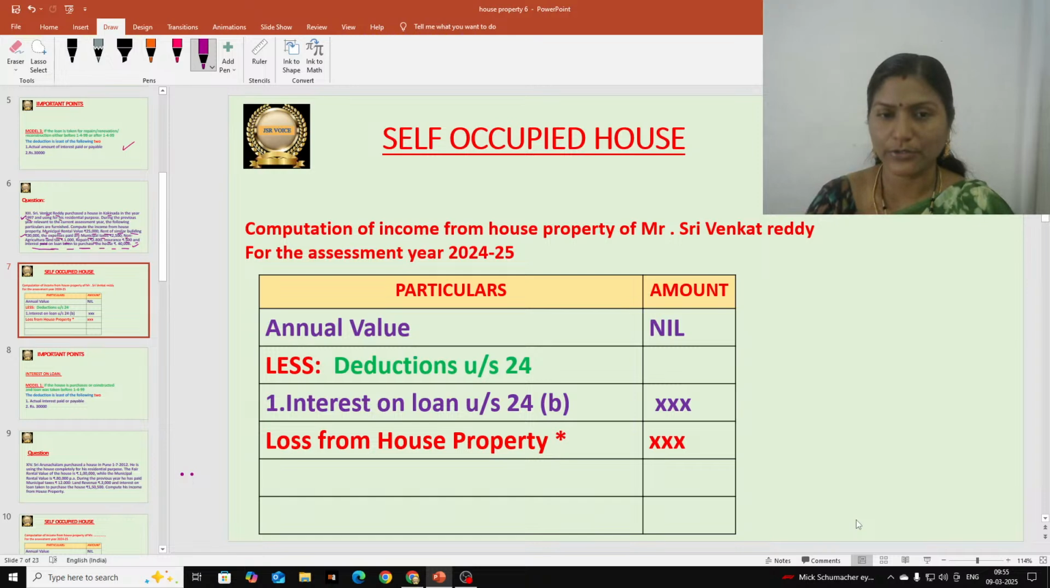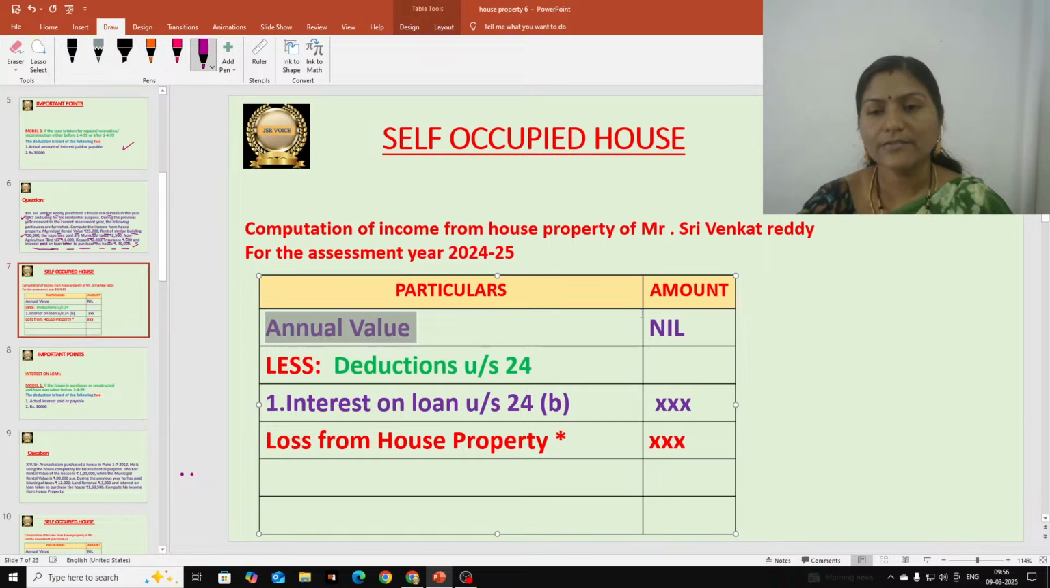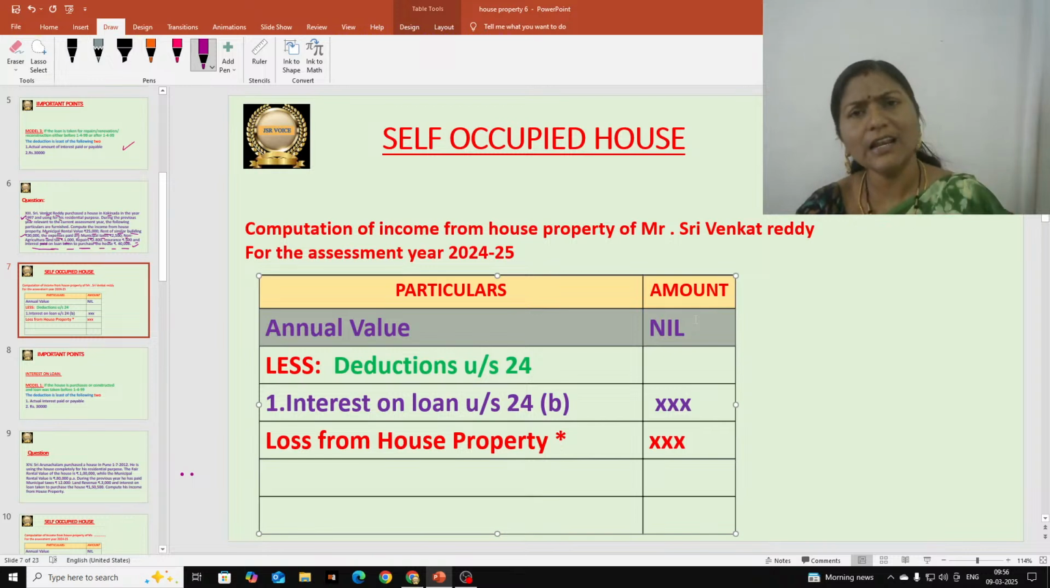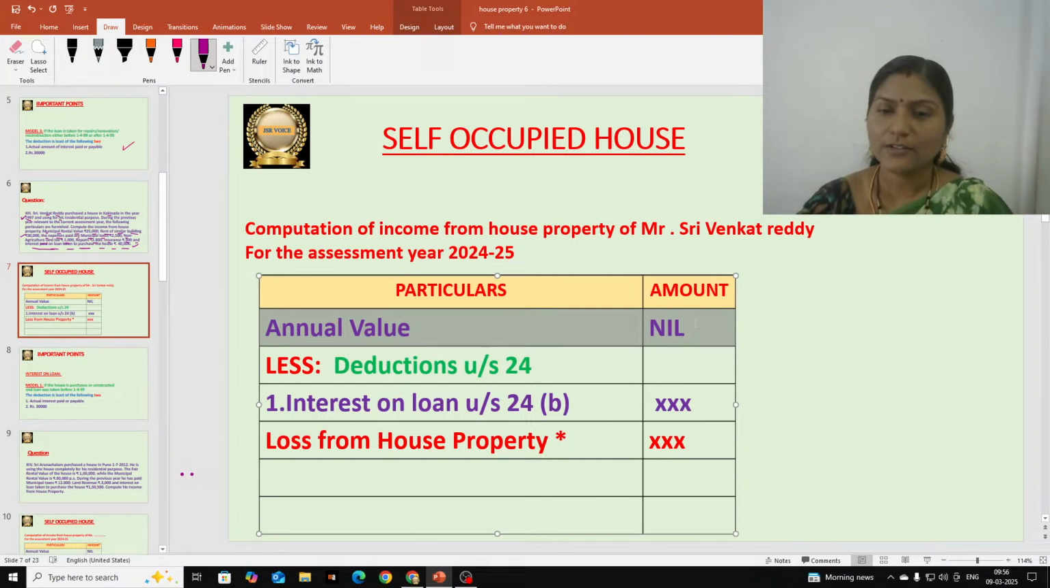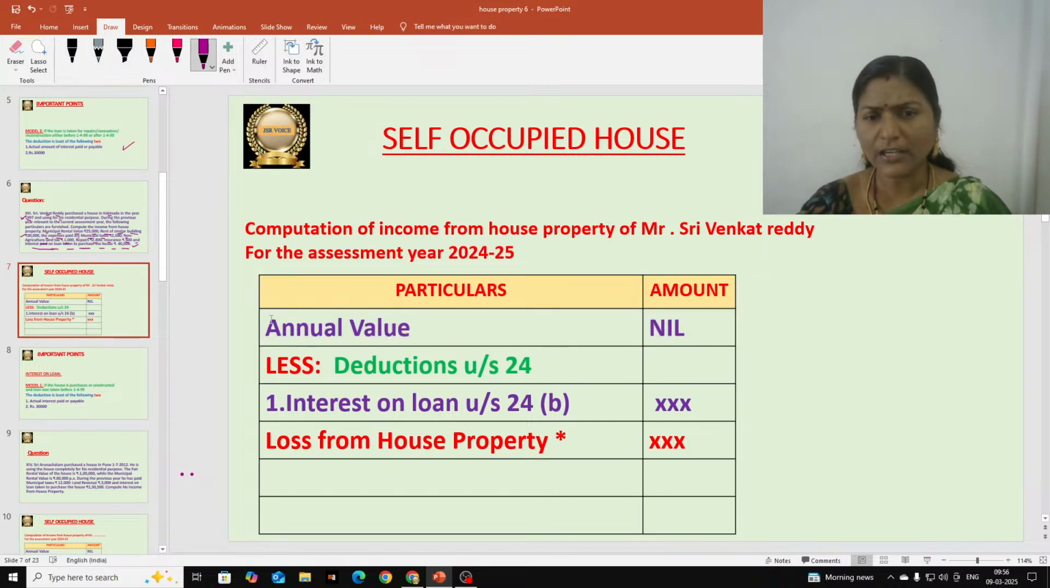This is the format, students. If you want to calculate income from house property of a self-occupied house, this is the format that we should follow. We should draw columns, particulars, amount. Always the first item is annual value, and annual value is always nil. We don't calculate that. It is always nil for self-occupied houses. Remember that point. For every problem it is nil, students. And here also in our solution we will write only nil.